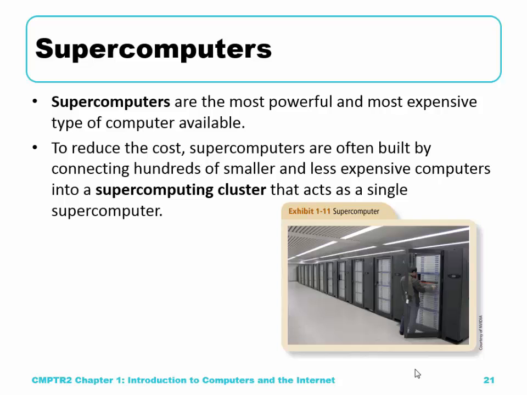To reduce costs, supercomputers are often built by connecting hundreds of smaller and less expensive computers into a supercomputing cluster that acts as a single computer. You'll have 15 computers working together as a single server, connected together. They're fast, but it's a very expensive system.